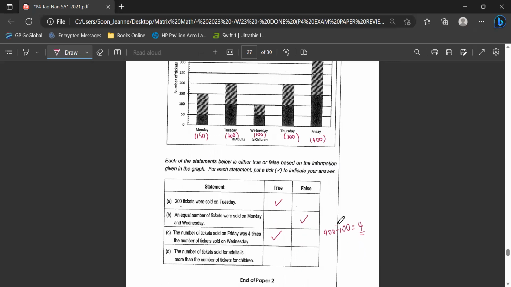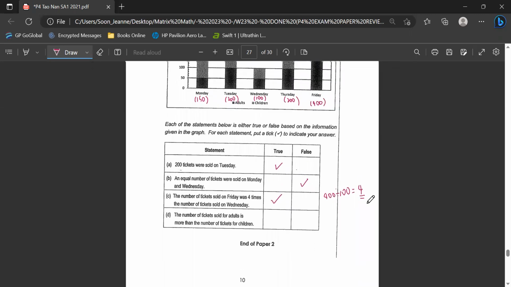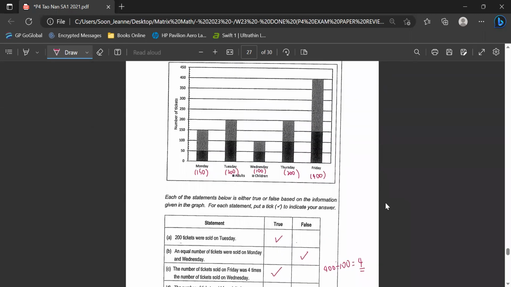And D, you're asking whether the number of tickets sold for adults is more than the number of tickets for children. So if you look carefully, you know that the black ones are the tickets for adults, and the shaded parts will be the tickets for children. So this one is really the giveaway. If you look at the number of blocks, the adults have actually 1, 2, 3, 4, 5, 6, 7, 8, 9 blocks.